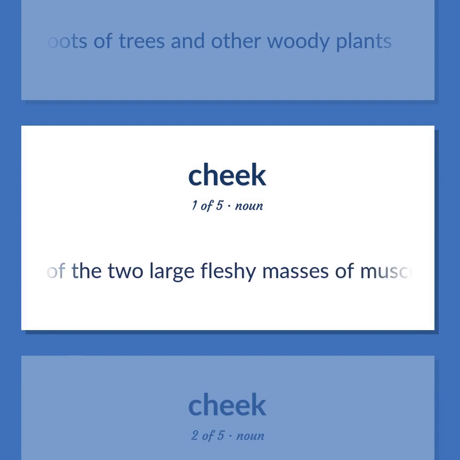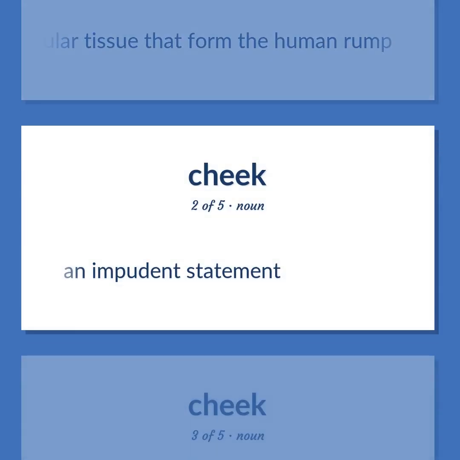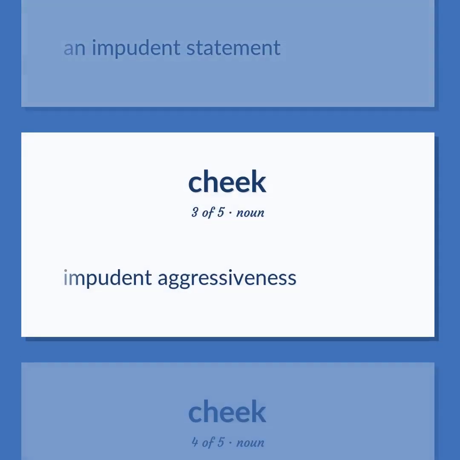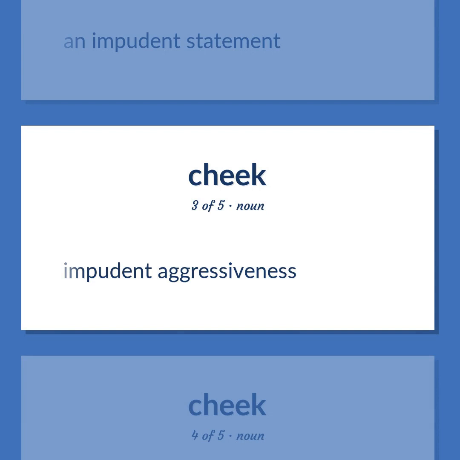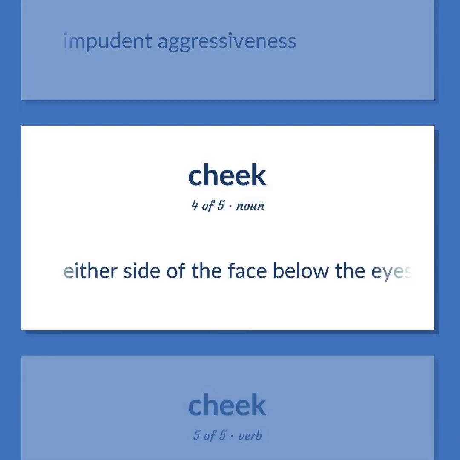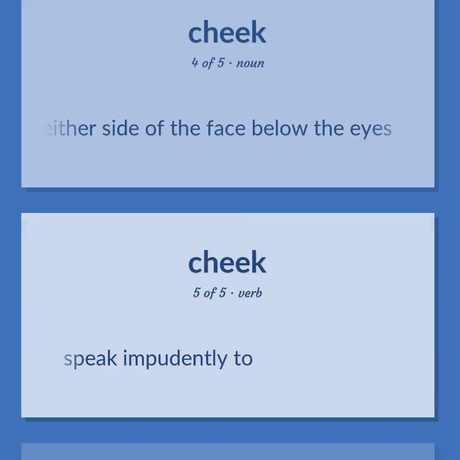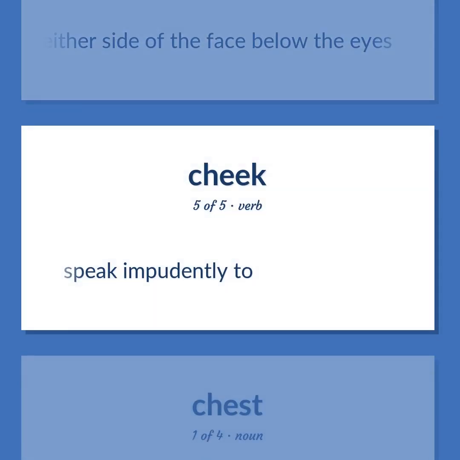Either of the 2 large fleshy masses of muscular tissue that form the human rump. An impudent statement. Impudent aggressiveness. Either side of the face below the eyes. Speak impudently to.